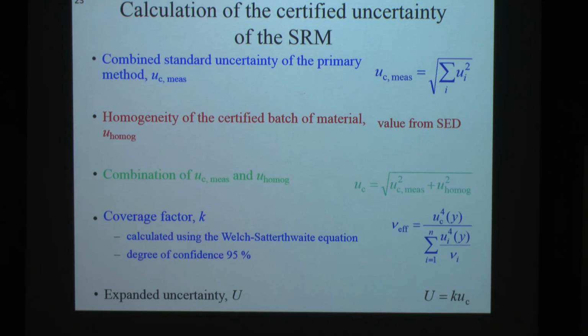There are chemical uncertainties, which are normally larger. You say that every electron makes this reaction, but if some of the electrons make a side reaction, I call that embezzlement of electrons. If that happens, then you have to take that uncertainty into account. Homogeneity of the certified batch is the scatter of all the values for coulometry.